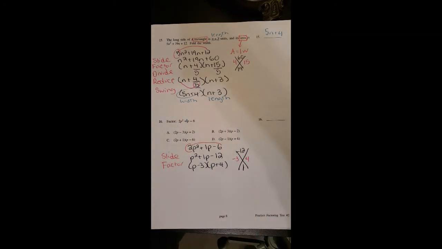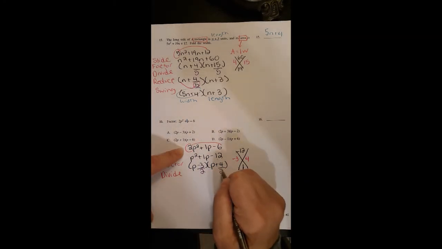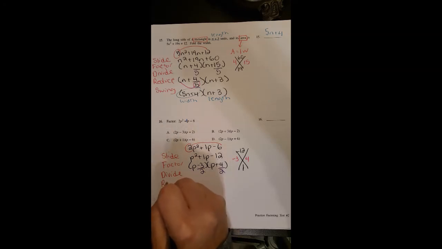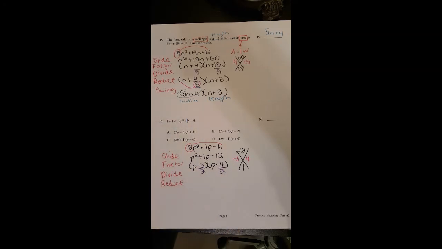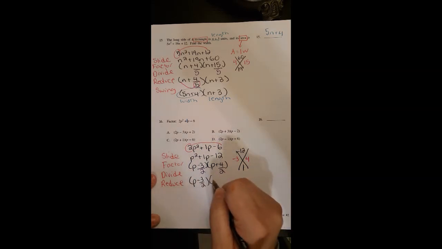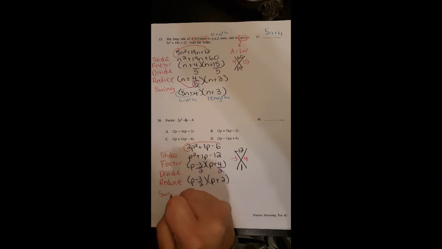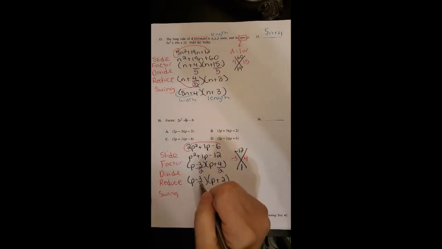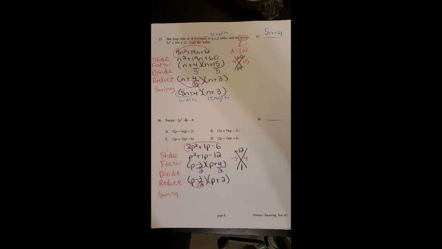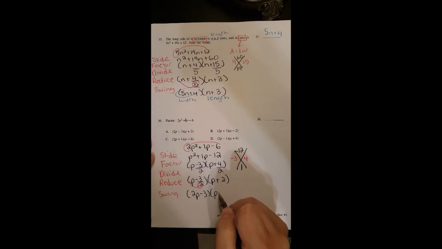So we slide, we factor. Now we divide. When we divide, we're dividing by the number we slid at the beginning, that 2. And then we're going to reduce. We're going to simplify. 3 over 2 can't be reduced, so we're going to leave it as 3 over 2. But 4 over 2 can be reduced. 4 divided by 2 is 2. And then our last step, we are going to swing. So we're going to take any denominator we have and swing it in front of the numerator. And that's going to leave us with 2p minus 3 and p plus 2.